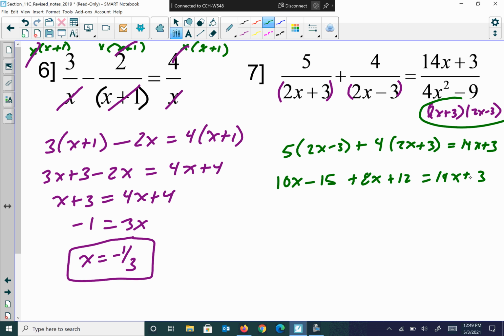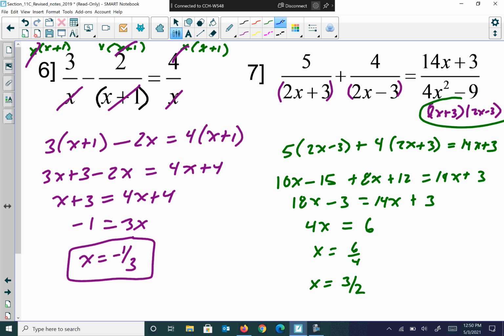I don't think my answers can be negative 3/2 and positive 3/2. I think those are the two big no-nos. So combine like terms. So I'm going to get 18x over here minus 3. 14x plus 3. Subtract 14x. Add 3. 6 over 4. 6 over 4 is 3 over 2. If I plug 3 over 2 in right here, or if I plugged it in right here, that's going to give me a 0 in the denominator. So we have no solution to this problem.